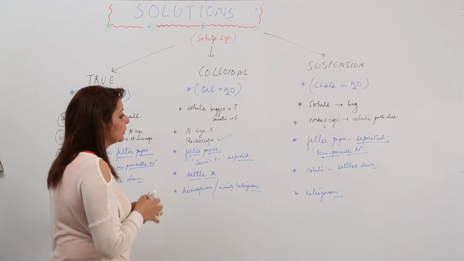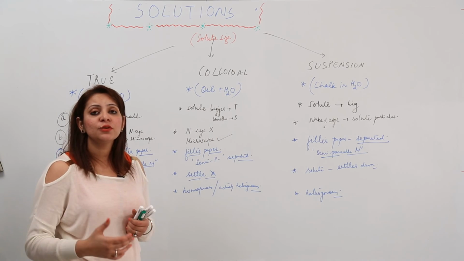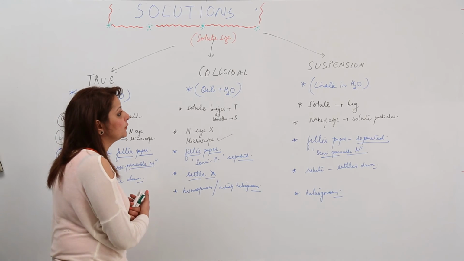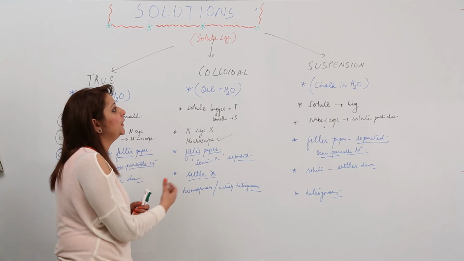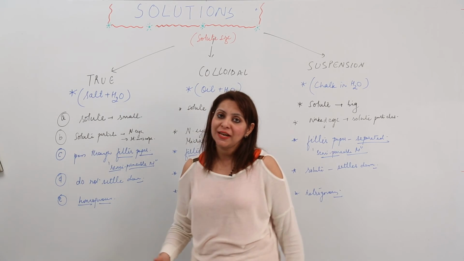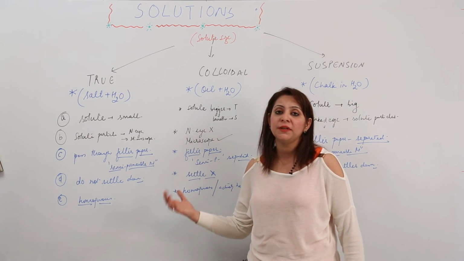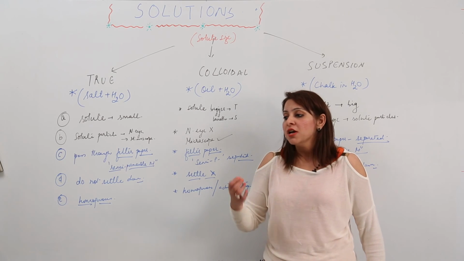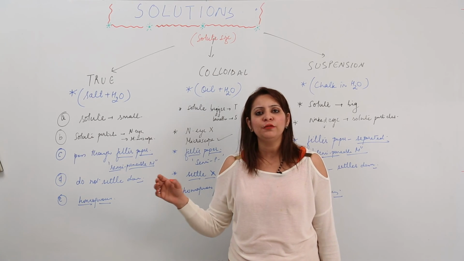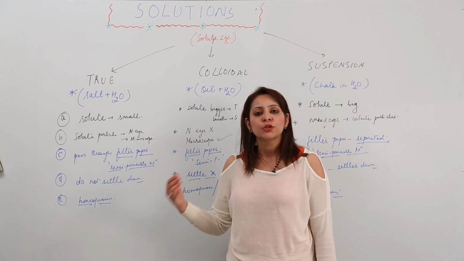And moreover, you have seen that all these properties are just due to the difference in the size of the solute particles. So the main logic behind classifying solutions into three categories is just the solute size, because they differ in the size of the solute, therefore they show different properties. Sometimes they pass through filter paper, sometimes they appear in a different phase, sometimes they just occur in one phase. So this is how you classify the solution according to the solute size.